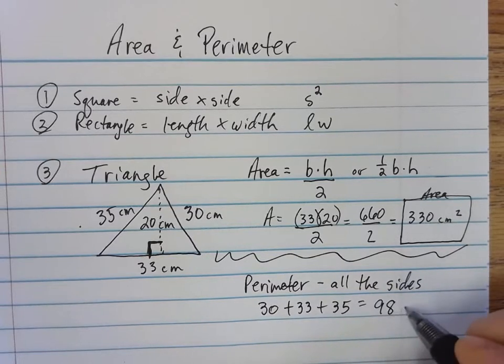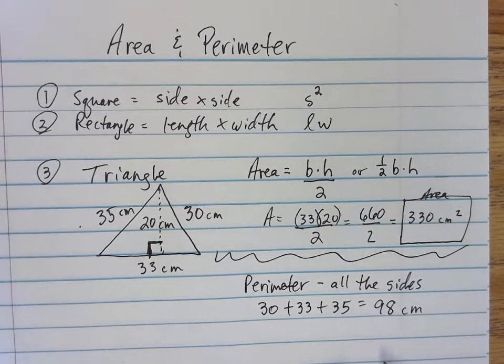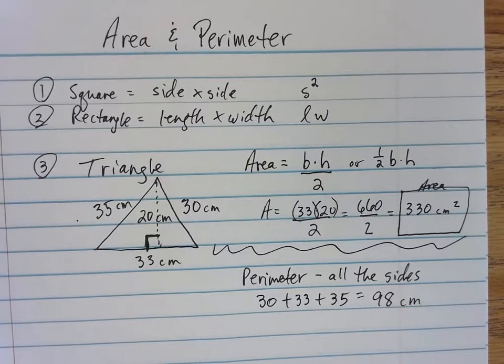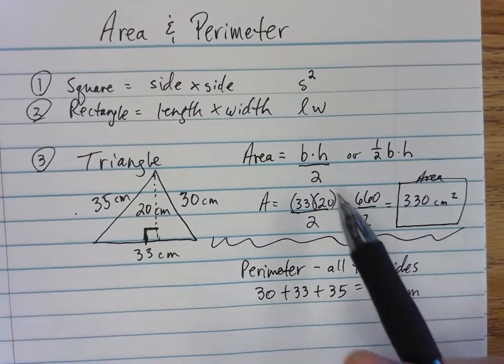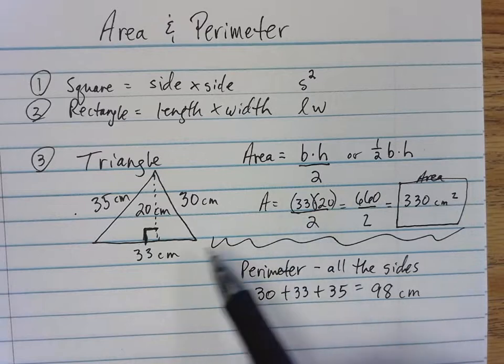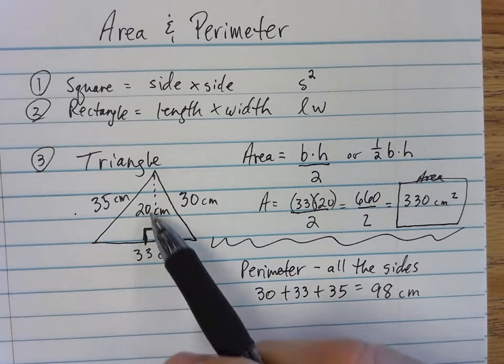98 centimeters would be the perimeter. If you add up all the outside parts, the 20 is not an outside part, so don't use that. So there's how you do the triangle. The area for a triangle is base times height divided by 2, or you can do 1/2 base times height. The base and the height are both touching the right angle.